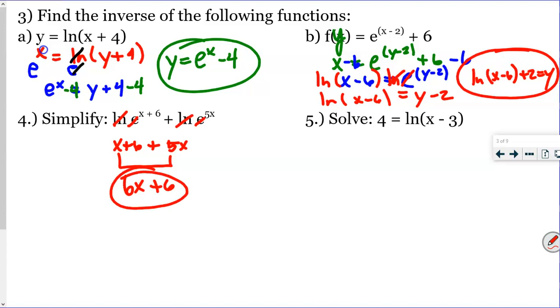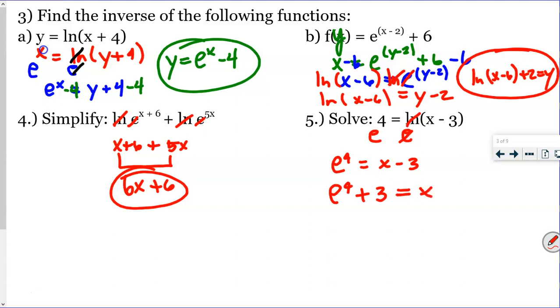The next one says solve. On this one, we're going to solve for x. What we're going to do is take an e to both of these, because that's how we're going to get rid of that ln. So we're going to do e to the 4th, which is going to give us a number when we do that in our calculator. These two cancel each other out, and that's x minus 3. Whatever we get for e to the 4th, we're going to add 3 to it, because that's how we get rid of that 3 on the right.